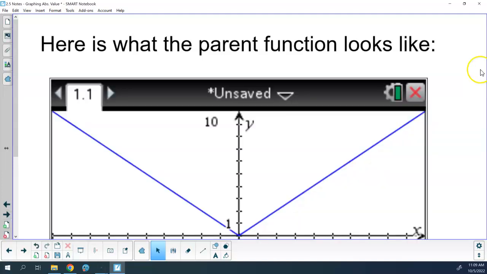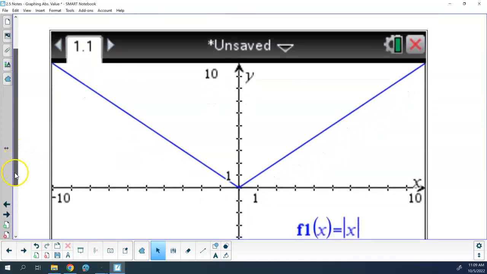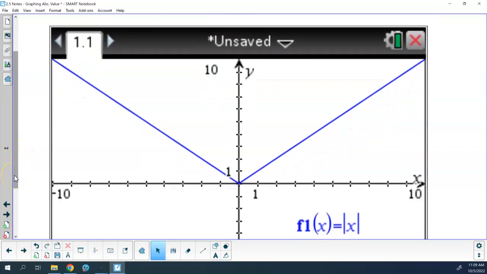So an absolute value graph looks like this. This is the basic absolute value graph. F of x equals, or y equals, absolute value of x. What pops up for you? It's a V, which is super duper easy to remember, right? Because value starts with V. So an absolute value graph is a V.